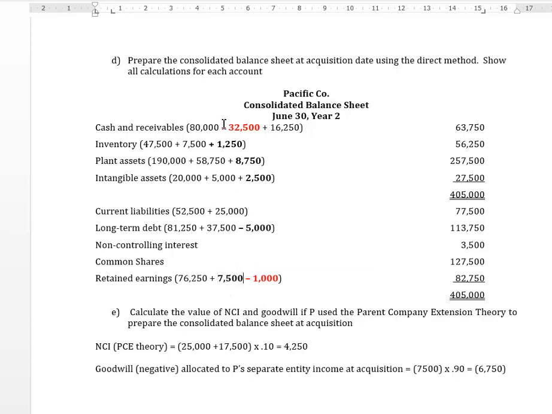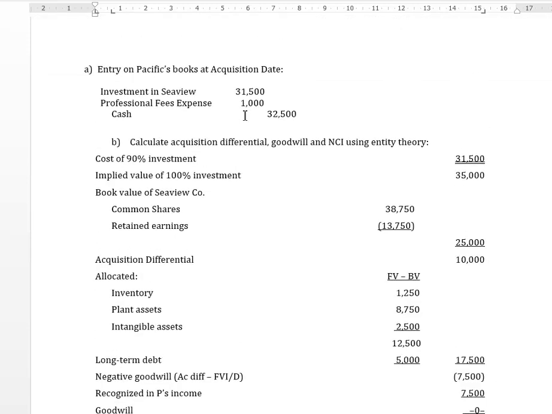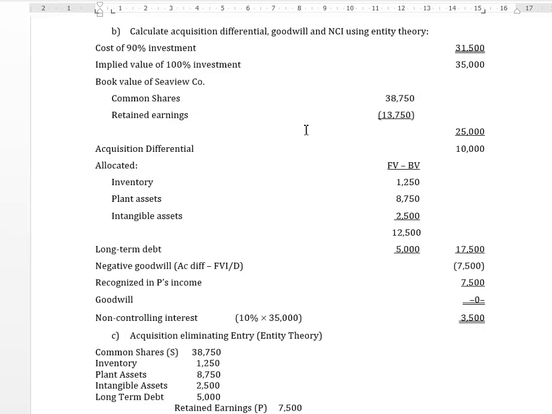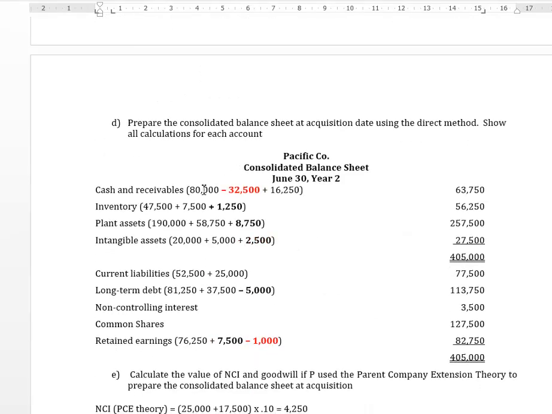Now, what are these items in red? Well, that was the amount that we paid on June the 30th when we did our deal. We paid $1,000 in professional fees, and we also paid cash, and that included the value of the investment that we paid for in cash. So that was $32,500. Don't forget, this entry was done on June the 30th. These numbers are June the 29th numbers, so we have to deduct that.